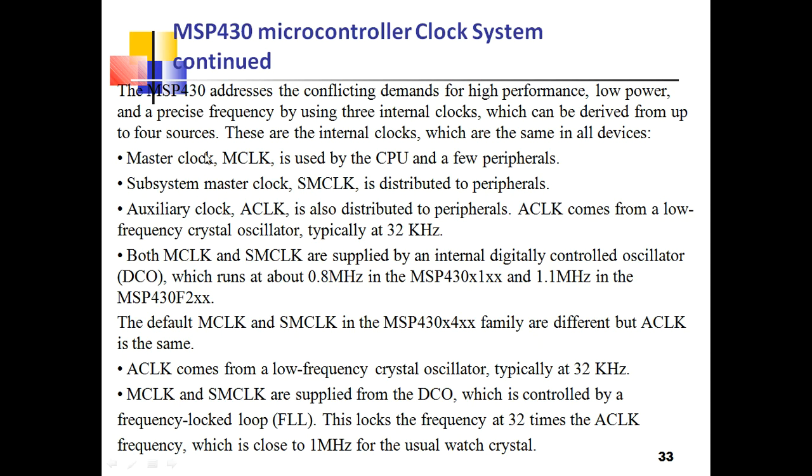You can see in this slide that the master clock is used by the CPU and a few peripherals, and the subsystem master clock is distributed to the peripherals, and the auxiliary clock is also distributed to the peripherals. Most clocks are used by the peripherals; only the main clock is used by the CPU. It's mainly used to save power and to perform operations efficiently and effectively. It gives high performance by using a precise frequency for these three internal clocks.